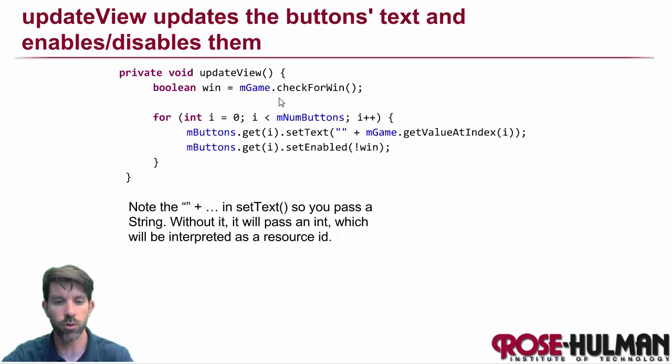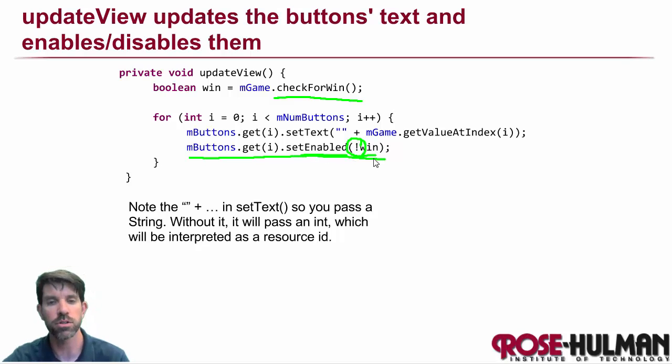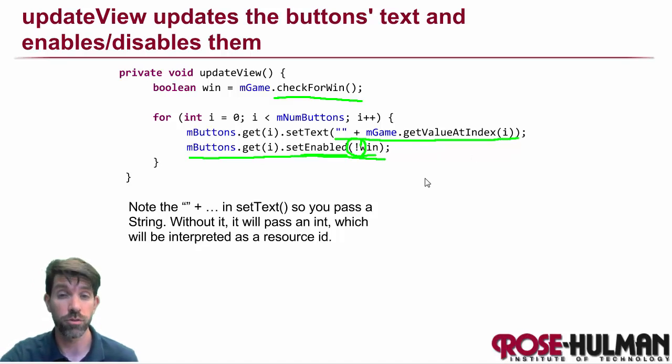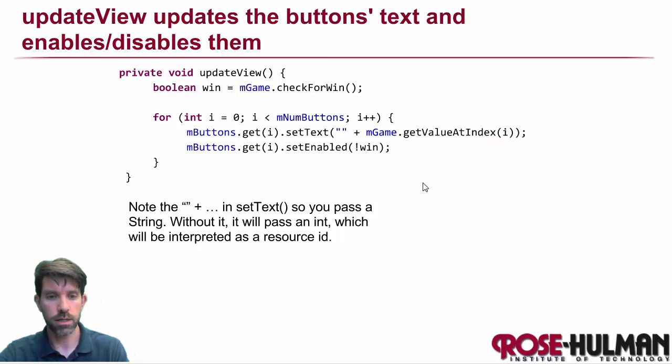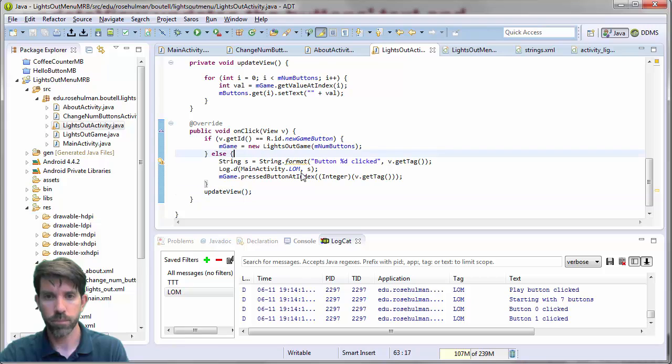So we're going to need to check for a win. Hope that's obvious to you. Eventually we're going to need to know whether we won. In fact, if we want to do it right here, we should disable the buttons if they won. So if win is true, then set enabled to false. And if win is false, then set enabled to true. So we'll just set it to the opposite of the win. All right, so we'll go ahead and do that in a second. And again, this reminder here about setText: it always has to be a string that we pass in unless we really do want a resource ID. All right, so let's go ahead and set the enabled, and then finish up.